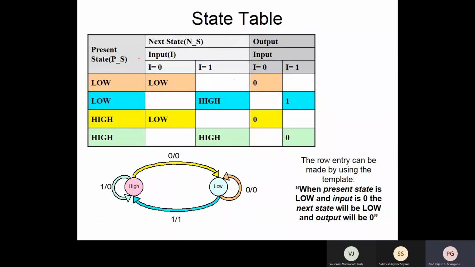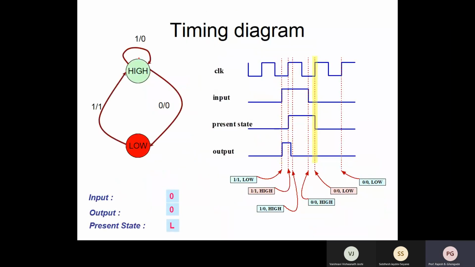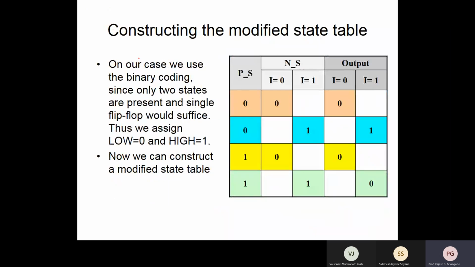This was the state table. Now we are supposed to encode it properly. Okay. So that is what we will do. How do we construct the modified state table?